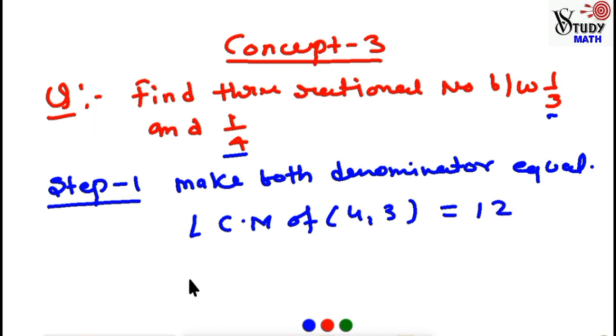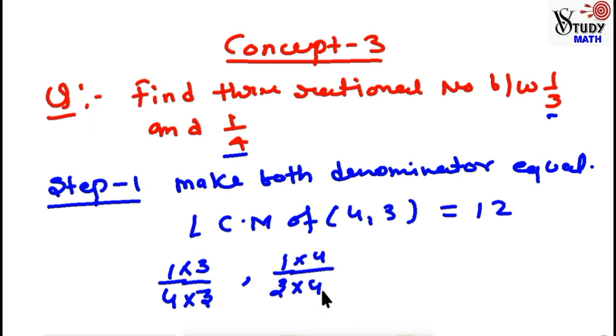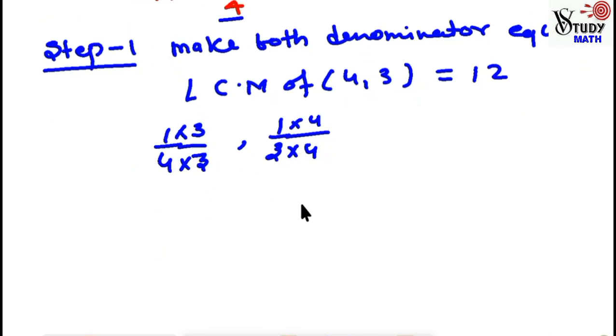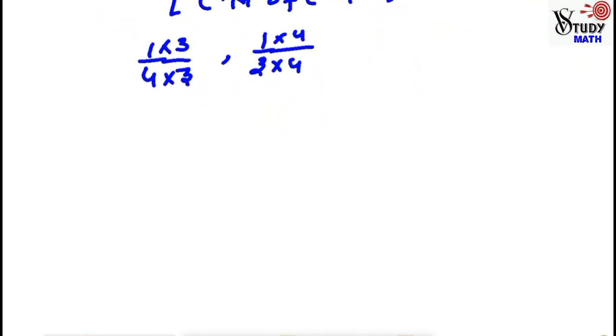So now we have 1/4, and this 4 we have to make 12, so we are going to multiply it by 3. So I am going to multiply the numerator by 3 as well. The second rational number is 1/3, and this 3 is converted into 12, so I am going to multiply by 4. So I am also going to multiply the numerator by 4. Now step number 1 is complete here. So we have 3/12 and we have 4/12.